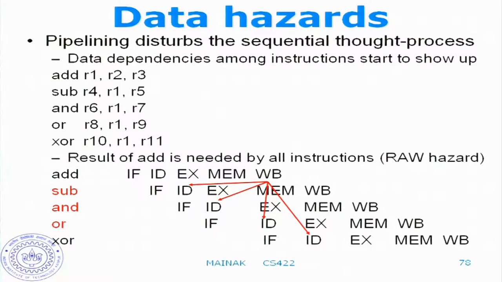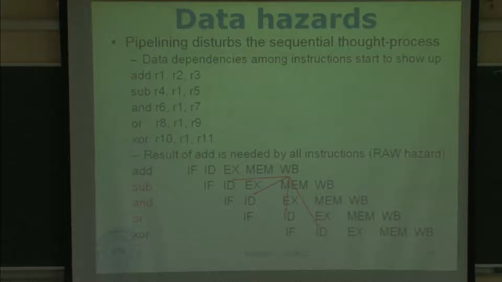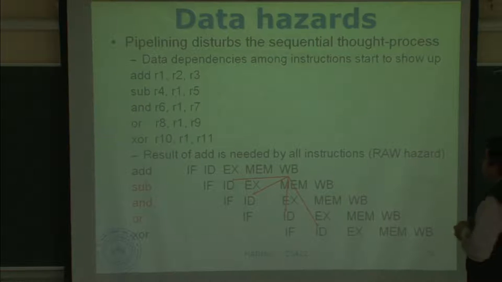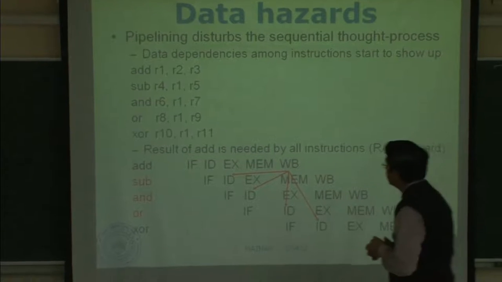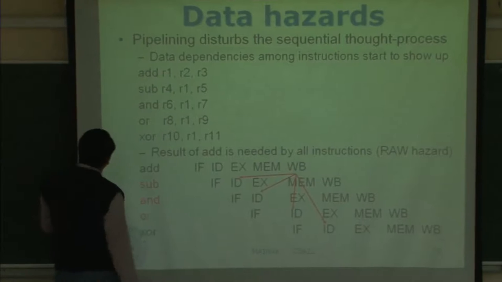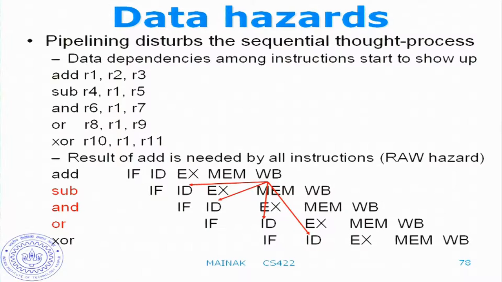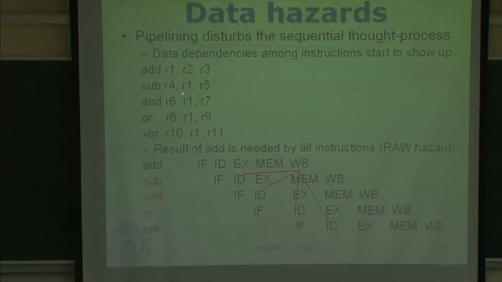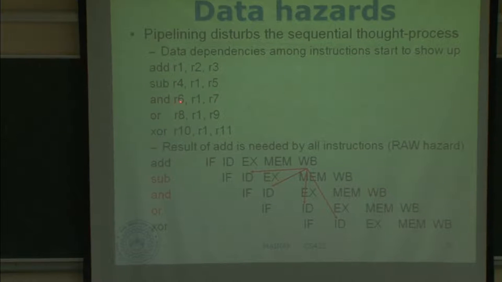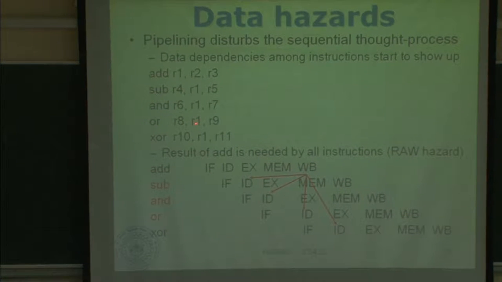So the other type of hazard that is important in a pipeline is data hazard. This arises because pipelining disturbs the sequential thought process, and data dependencies among the instructions start to show up. Here is an example. The first instruction adds R2 and R3, puts the result in R1. The next instruction subtracts R5 from R1 and puts the result in R4. The third one adds R1, R7, puts in R6. This one ORs R1, R9, puts in R8, and XORs R1, R11, puts in R10.